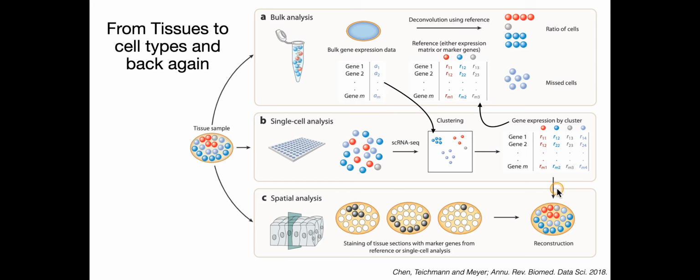And then finally, single cell data really helps us fill in some of the sparsity of spatial transcriptomics data to help us identify additional cell types in tissues.